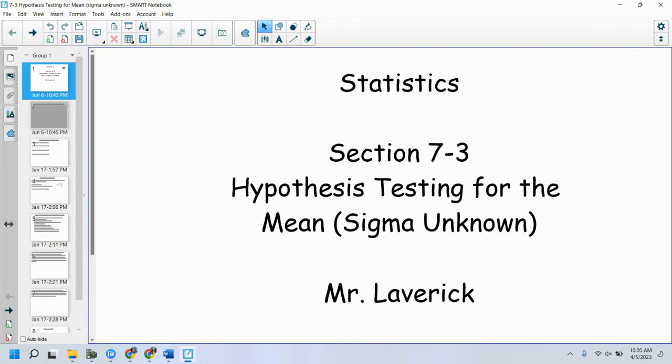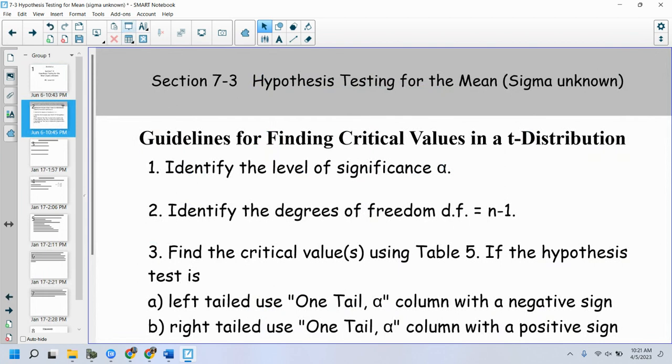Did you know sigma in your projects? No, you didn't know sigma. You didn't know the population standard deviation, but what you did know was your sample standard deviation, right? And that's what we can use, right? That's what we can use.